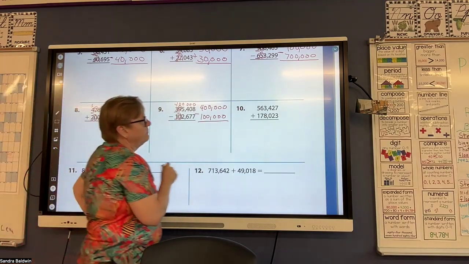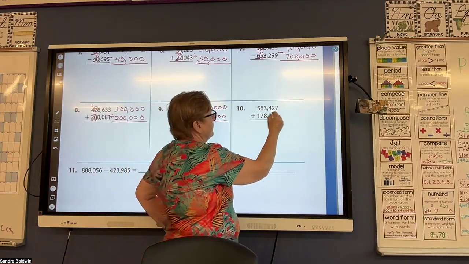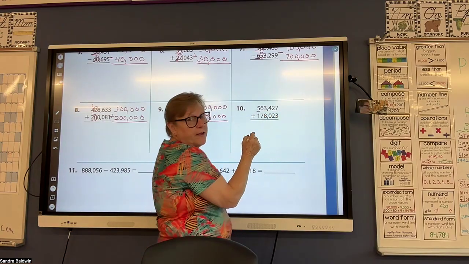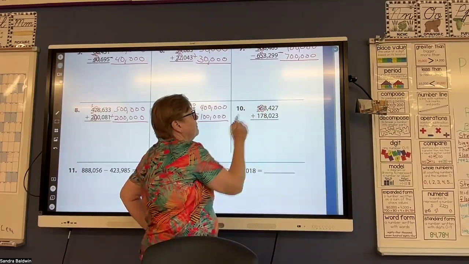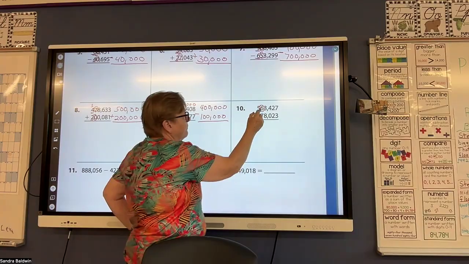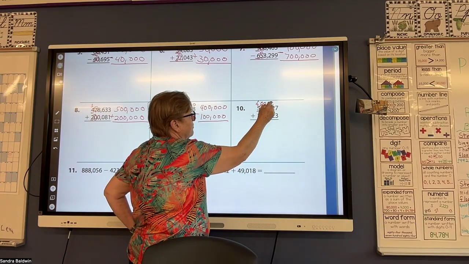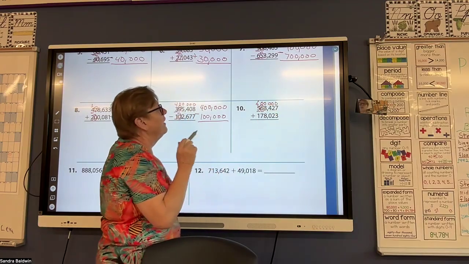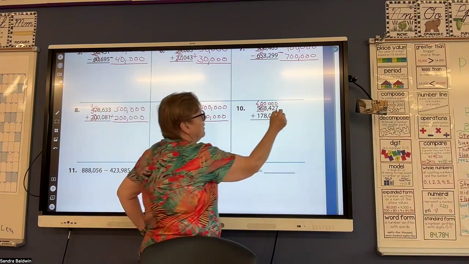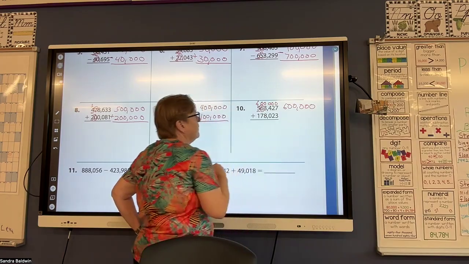Okay, number 10, I have 6 digits. So I'm going to round to the nearest 100,000. 5 is in my 100,000 place. 6 is 10,000 place. It's more than 5, so it changes that 5 to a 6, and we then put in our zeros. So 563,427 rounds to 600,000.